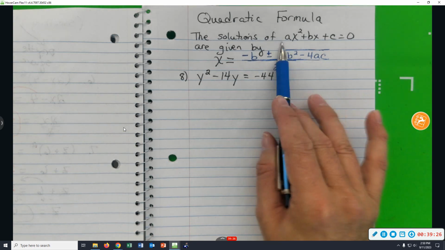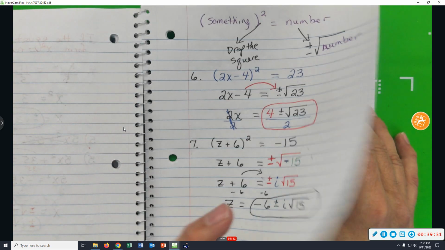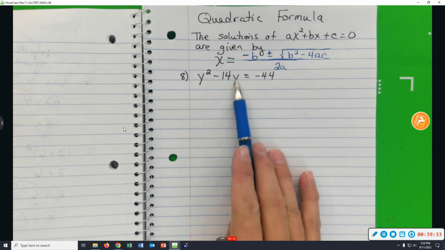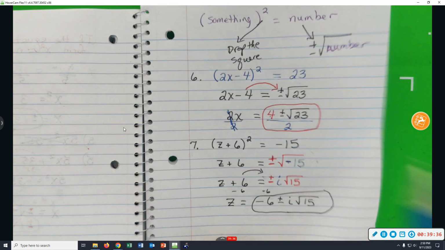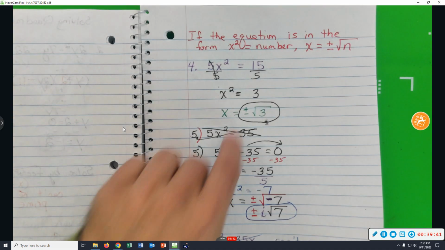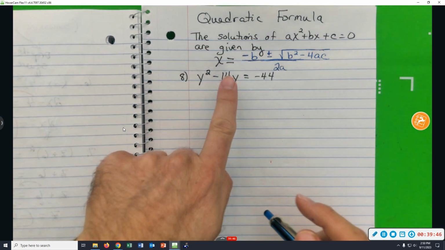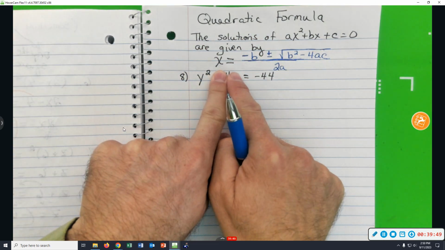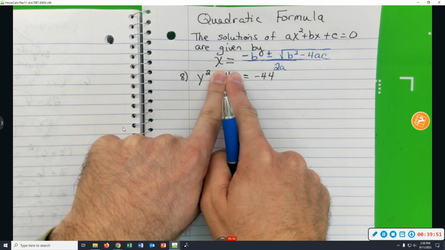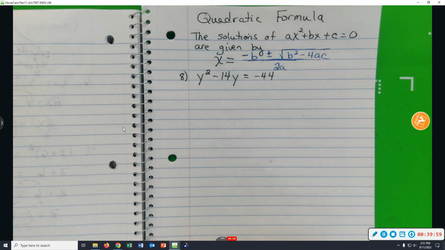Regardless of whether you're using the quadratic formula or factoring, you've got to get it in this form here. And you might say, well, wait a minute, what about the square root method? Why aren't you mentioning that? Well, this problem is clearly not in the form something squared equals a number or x squared equals a number. If I could cover up that minus 14y, if we just had y squared equals negative 44, oh yeah, we could use the square root method. Okay? But certainly not here. So it's either factor or quadratic formula.